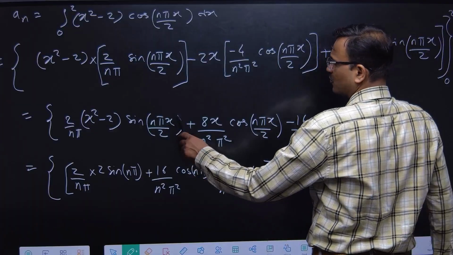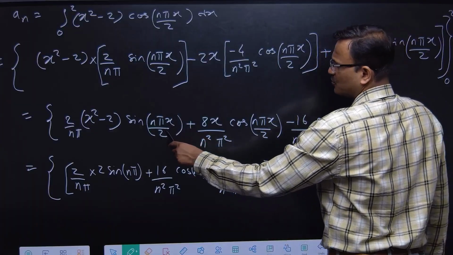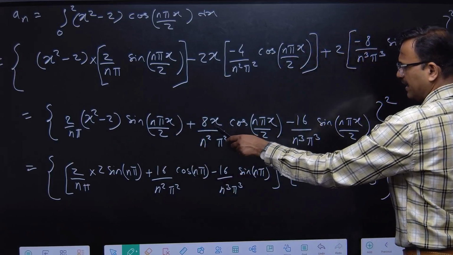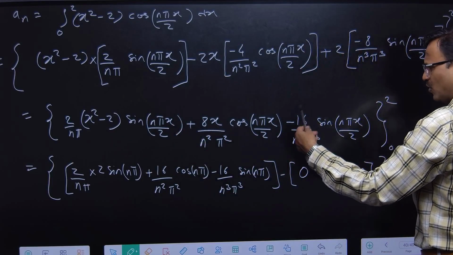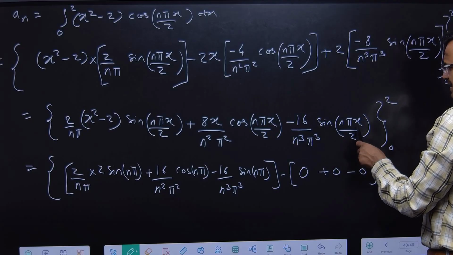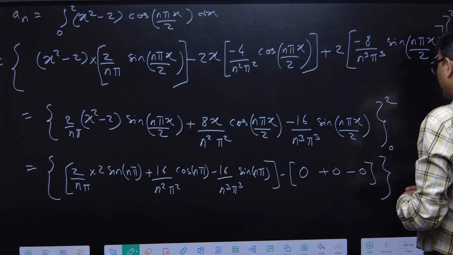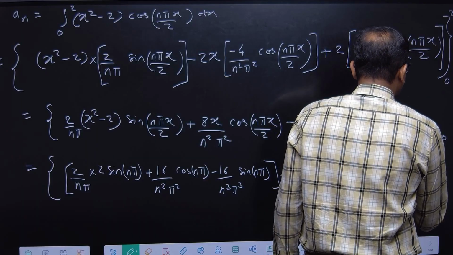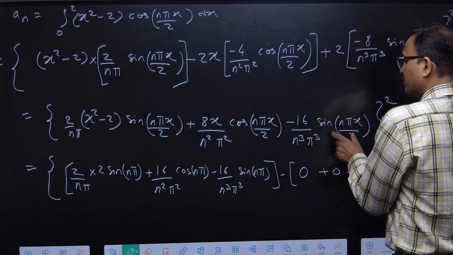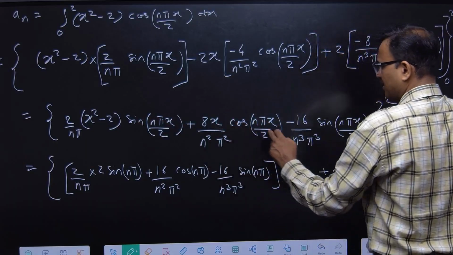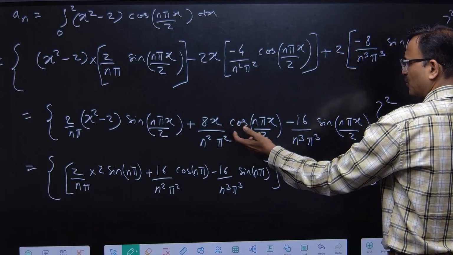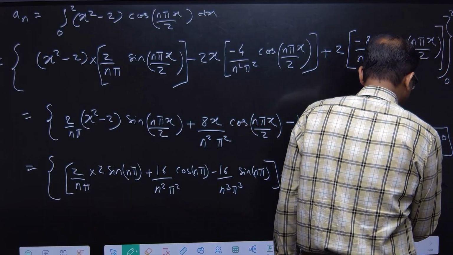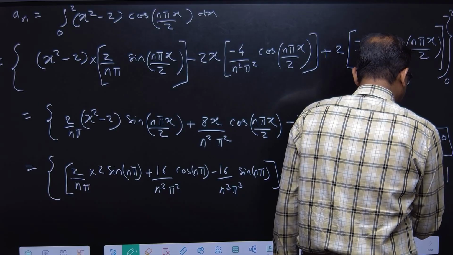The first term becomes 0 because this is sine of 0. Sine 0 is 0, 0 into anything will be 0. 8 into 0 is 0, 0 into cos 0 will become 0, and 16 into sine 0 will become 0 here. Okay. So remember, sine 0 is 0. When we are substituting the limit as 0, this first and last term becomes 0. Second term becomes 0 because 8 into 0 is 0. 0 into cos 0 will be 0. We know cos 0 is 1.